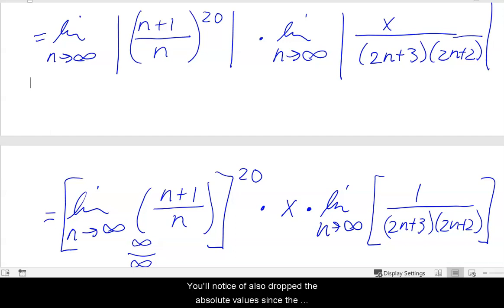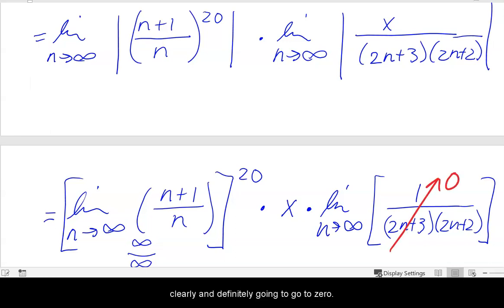You'll notice I've also dropped the absolute values. Since the value of n begins at 1, we know it cannot possibly be negative. So the absolute values are not necessary. It's not wrong to leave them, but they're not needed. At this point, you should know that the limit of this one is clearly and definitely going to go to 0.